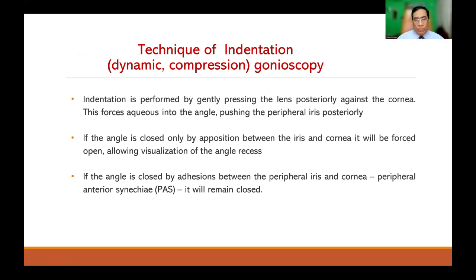First of all, I will show the technique, but just a few brief points: just touch the cornea and see the iris. Do not apply pressure. When you see the angle is open, it's fine. If it's not open, then of course you give pressure and try to see if the angle structures are visible or not. If the structures are visible, that means it was a positional closure. If not visible, it was synechial closure.